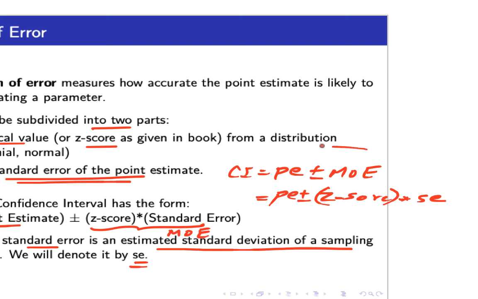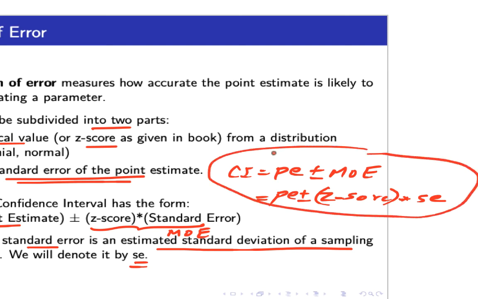Okay, this is the most important thing for us, guys. We need to know this formula. A confidence interval is a point estimate plus minus the margin of error. And when we go deeper into it, margin of error is nothing but the z-score times the standard error. When I say the word standard error, remember it is the estimated, very important, it is the estimated standard deviation of the sampling distribution.